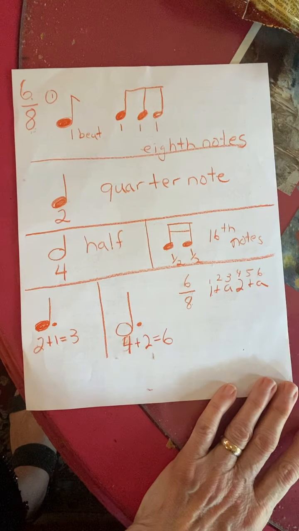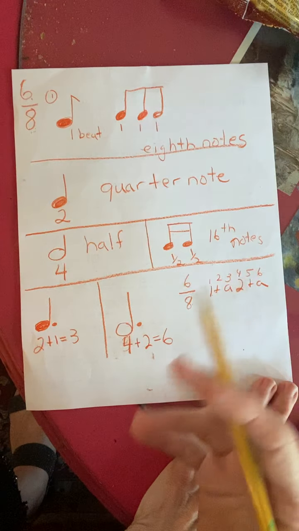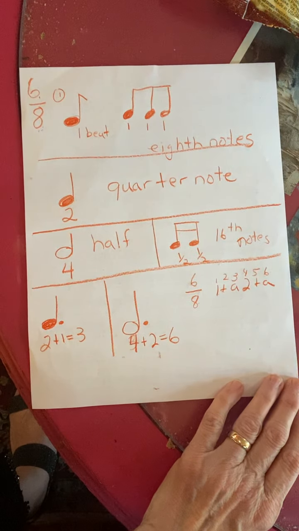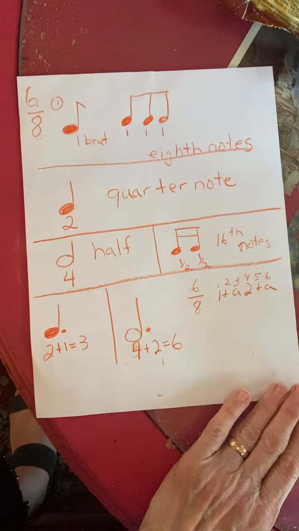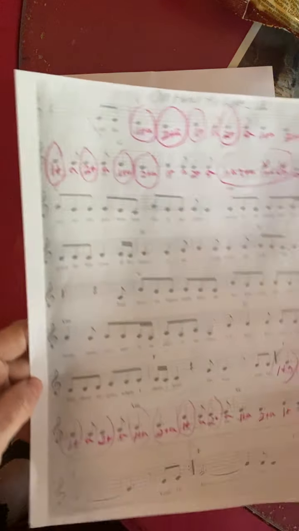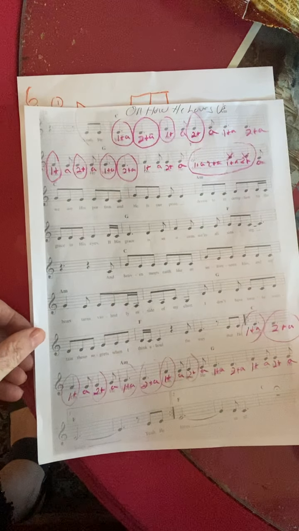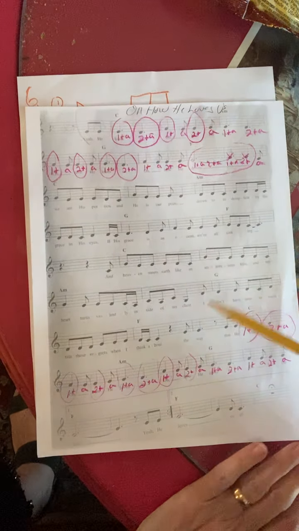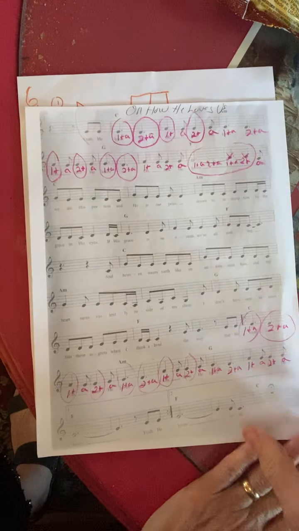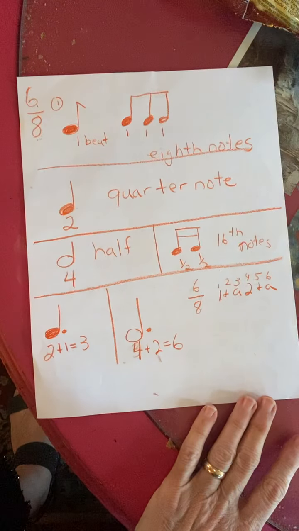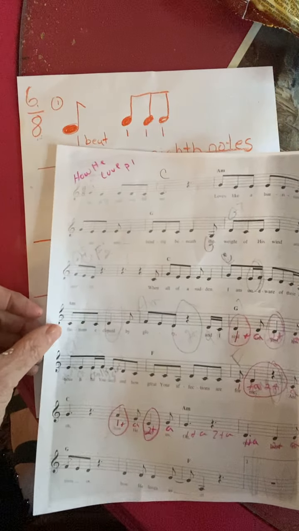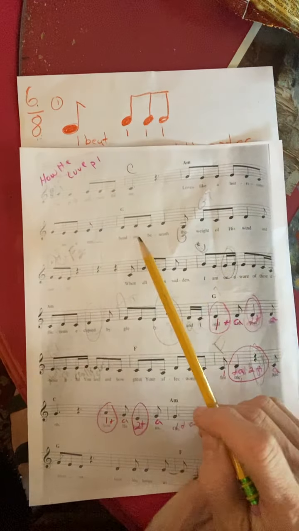They should be even. 1 and 2 and 1 and 2 and. And we're going to look at the second page of Oh How He Loves Us. My page is not as dark as yours, but I hope you can see it. So actually, why don't we look at the first page? It'd be a little easier to have less writing on it. So here's the first page. Make sure you can see the first line there.